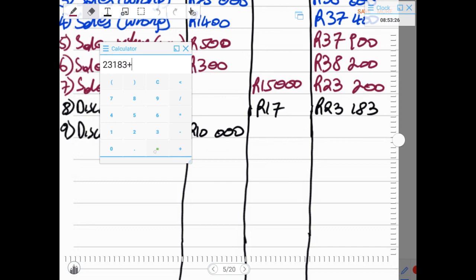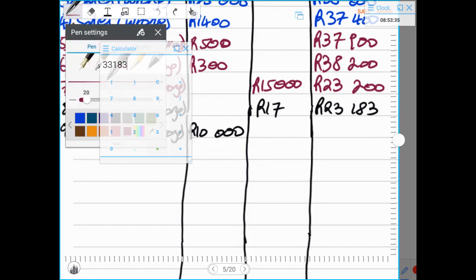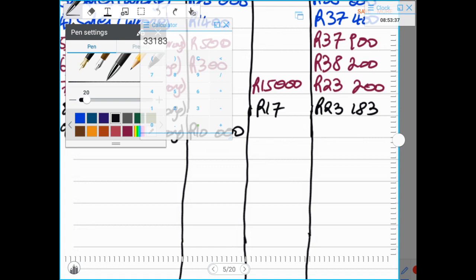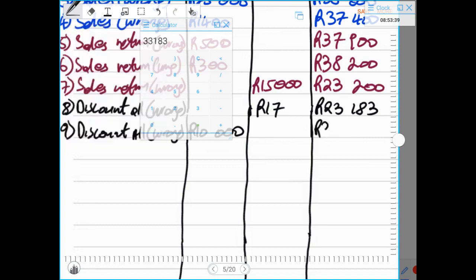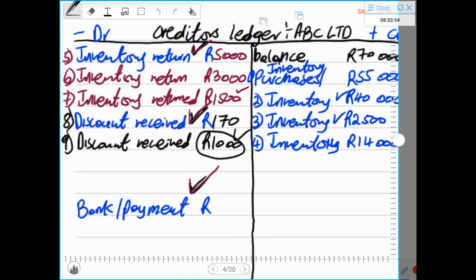I have a balance of 23,183 plus 10,000 rands. Therefore, now that will mean my balance currently would be an amount of 33,183 rands. So now this will be the balance after the wrong 10,000 was recorded on the wrong side. Then let me go now to another discount, another viewpoint of the discount.